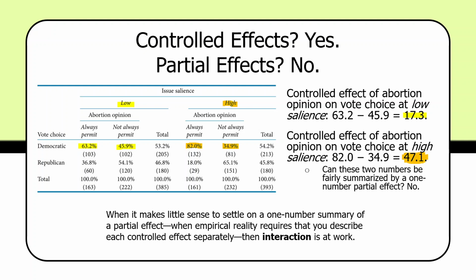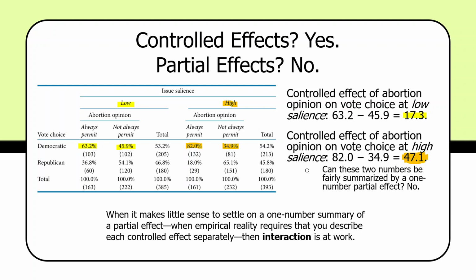When you get used to doing this, you know when you look at differences like this that you're dealing with interaction. Why? Because we cannot reasonably condense these two controlled effects of 17.3 and 47.1 into a fair summary of the effect of abortion opinion on vote choice by using a single partial effect. We must keep the controlled effects separate when we discuss these relationships. If you can't condense or fairly summarize controlled effects into one partial effect, then you are almost certainly dealing with interaction.